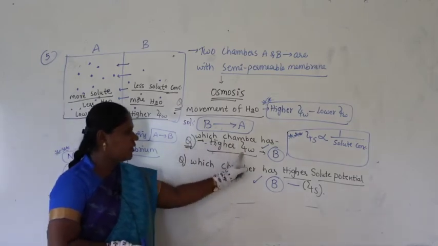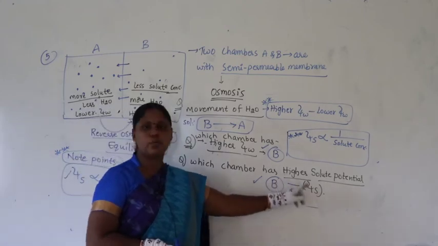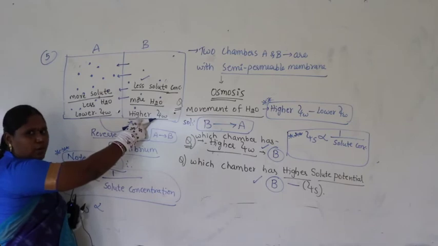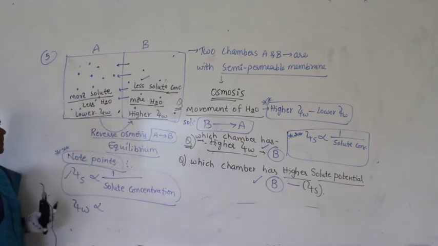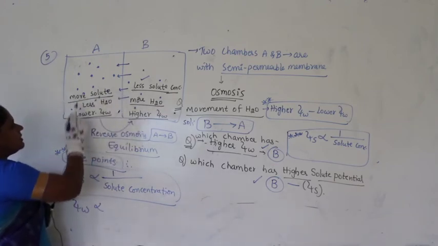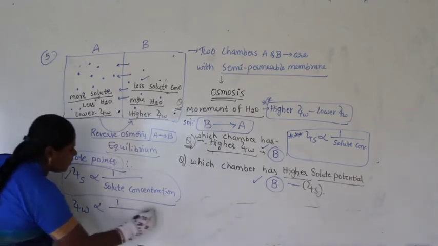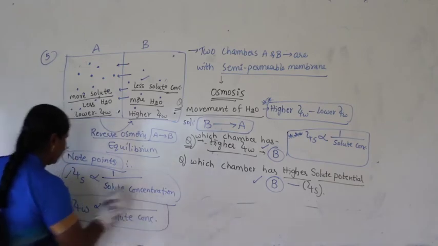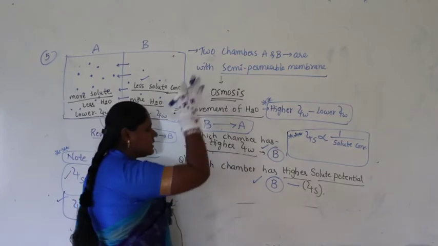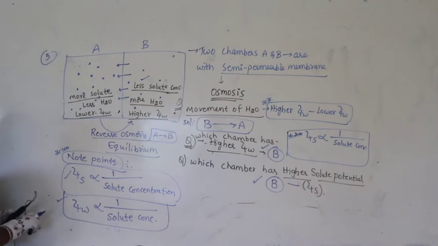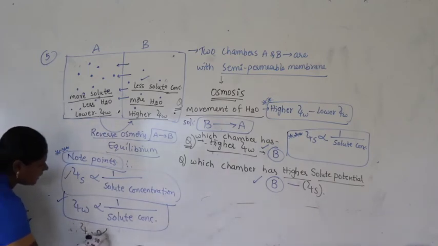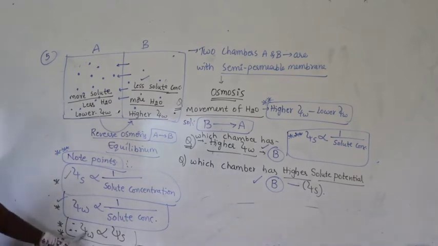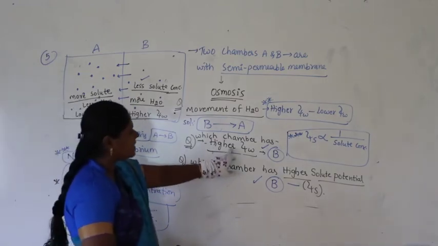Guys, the chamber which has higher water potential is the same chamber where you find higher solute potential. What we have written about water potential: if less is the solute, more is the water potential. More is the solute, less is the water potential. That means water potential is also inversely proportional to solute concentration. So the chamber which has higher water potential is the same chamber which has higher solute potential. The final conclusion is that water potential is directly proportional to solute potential. Very important note points. So the chamber which has higher solute potential is also B.